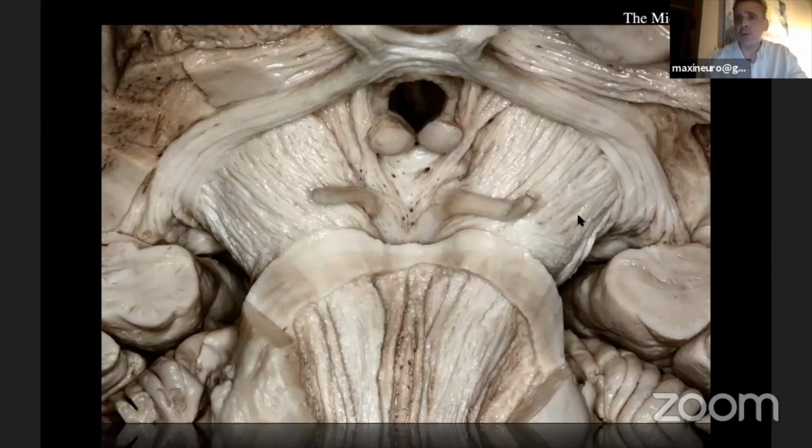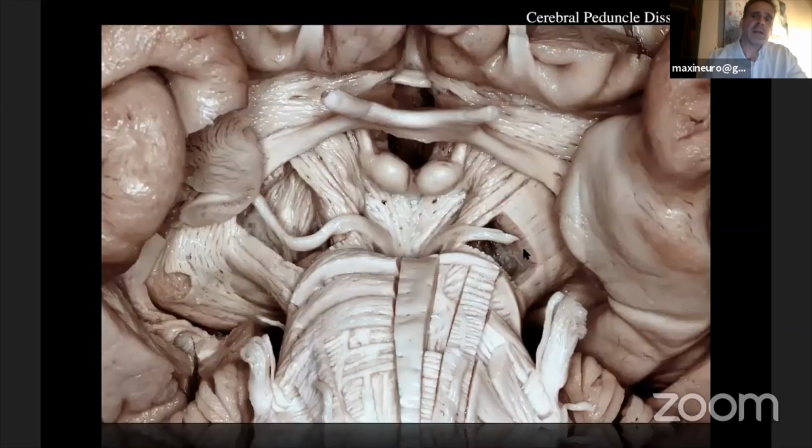What is the most important and critical area? This, the central portion, because here we find the corticobulbar, corticospinal, and corticonuclear fibers tract. Remember this point. What happens if you dissect the central part of the cerebral peduncle? Of course, you can reach and find some group of nuclear structures.